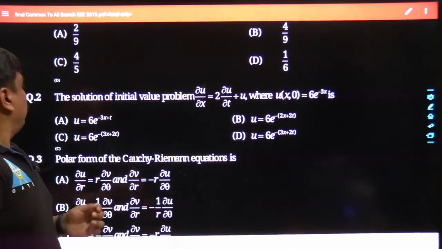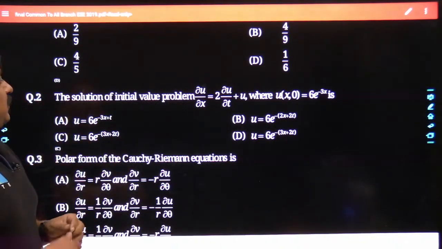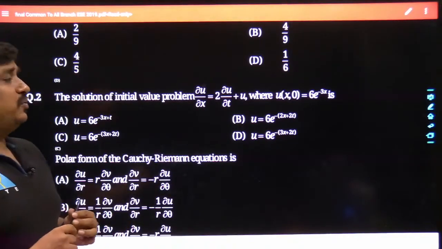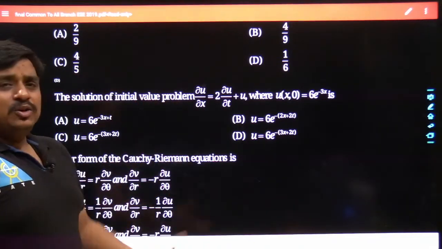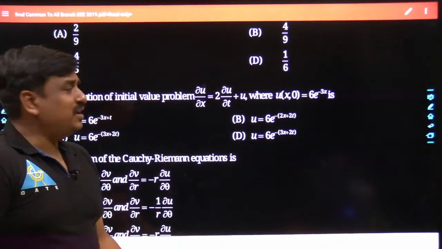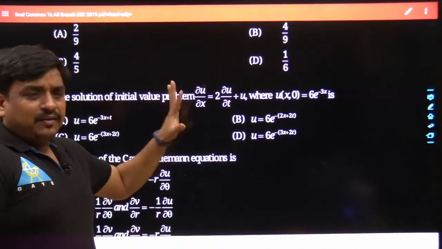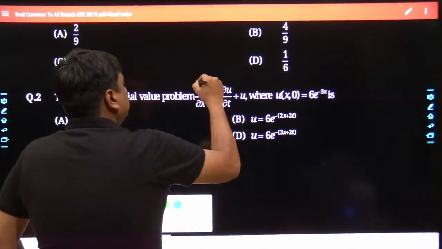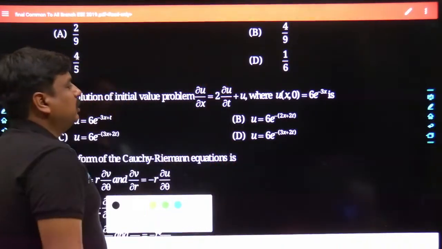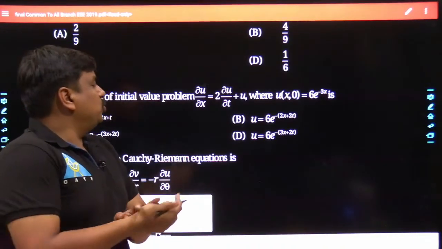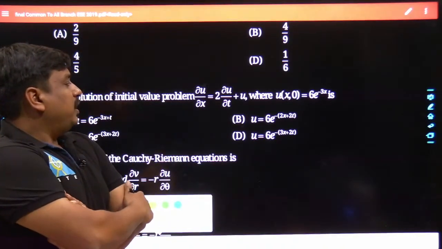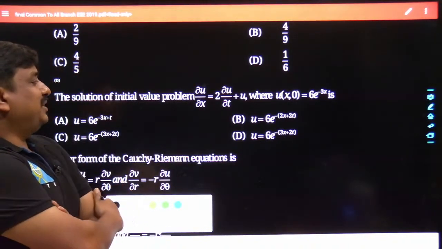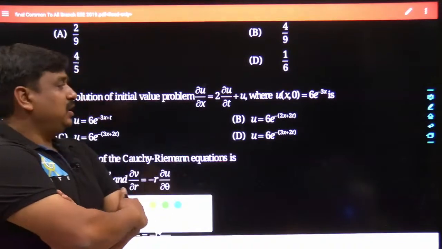Yes. The solution of the initial value problem dou u by dou x is equal to 2 times dou u by dou t. Anyways, what does dou mean? Many teachers call it del, but I always say this terminology as dou. What does dou mean? It is nothing but the partial derivative. It is equal to 2 times dou u by dou t plus u, where u within the bracket x comma 0 is equal to 6 times e to the power of minus 3x.